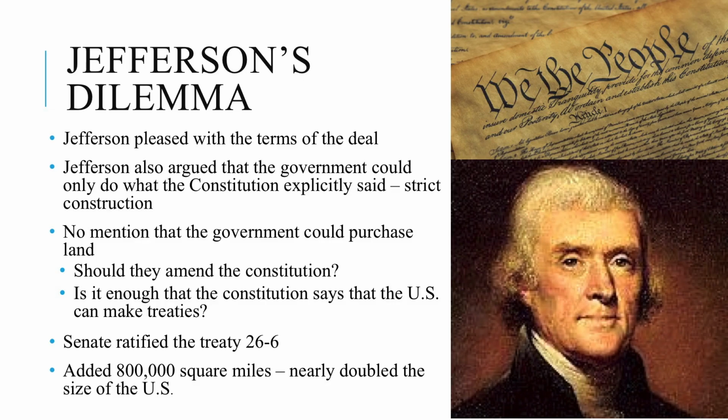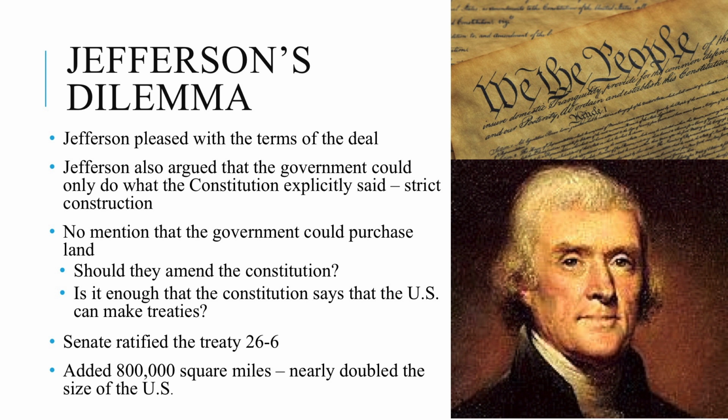The purchase of the Louisiana Territory created a dilemma for Jefferson. Jefferson was very pleased with the terms of the deal. While it would greatly increase the size of the United States and eliminate any kind of French threat on the Mississippi, it wasn't clear if the Constitution allowed such a purchase. Jefferson believed in a strict constructional interpretation of the Constitution. He had argued that the government could only do what the Constitution explicitly said. There was no mention that the government could purchase land.